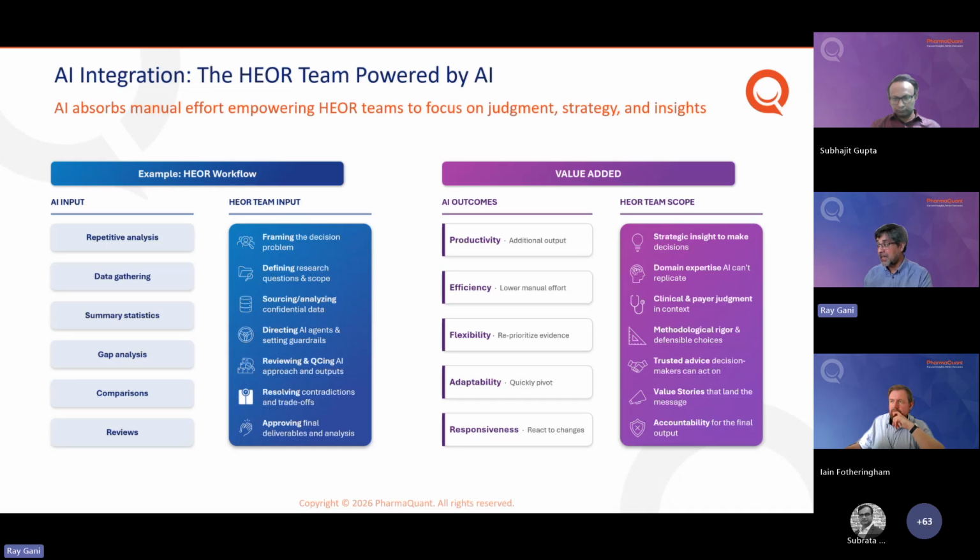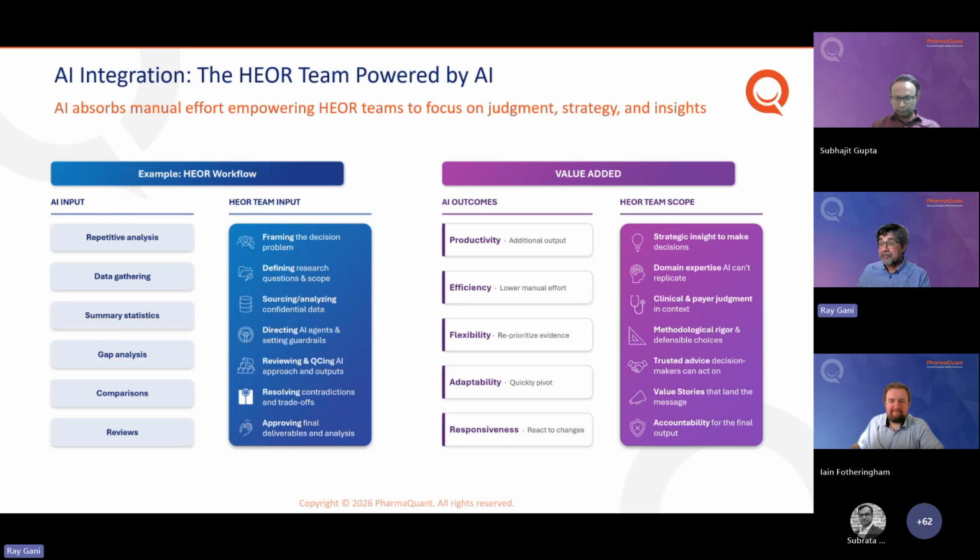There's clinical and payer inputs, so making sure everything is contextually appropriate, making sure that the methods are appropriate, that rigor is applied, and that any choices are defensible, and that we're trusted advisors. The value stories still have to resonate. Again, that's something that only we can check. And at the end of the day, someone's got to be accountable. We can't blame the AI if it all goes wrong. So we'll always be accountable for the final outputs.